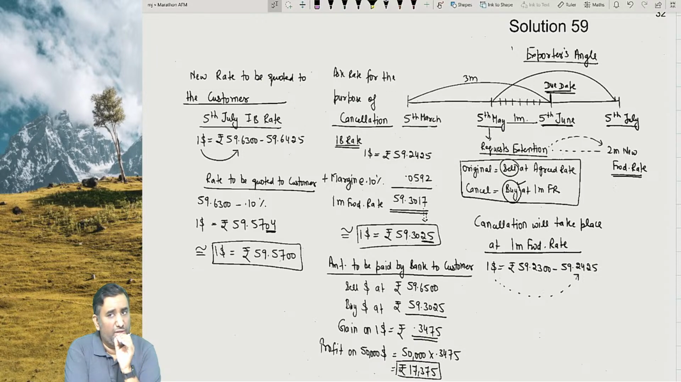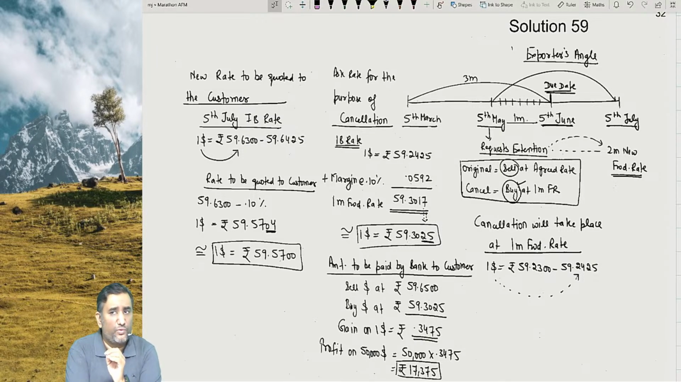Similarly, when you are doing a new rate, leave apart the cancellation altogether. It's as good as you are a fresh customer asking for a new rate to be quoted to you, either for a buying or for a selling, and then adjust the margin accordingly. Two parts it has to be done.